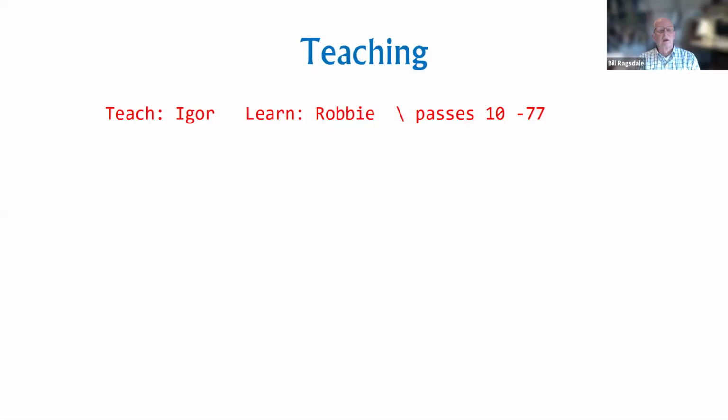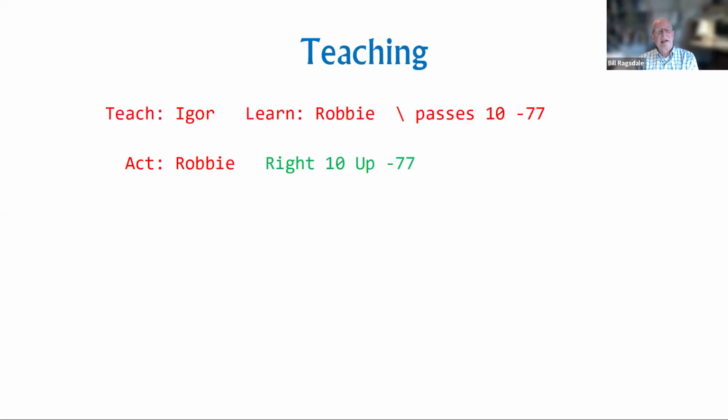Now, the final phase is that Igor wants to teach Robbie. So if we send the message to Igor of teach, it will generate the motion 10 and minus 77. Those values are passed as a message using learn to Robbie, and now Robbie stores 10 and minus 77 as his motions. And so let's see how Robbie executes.